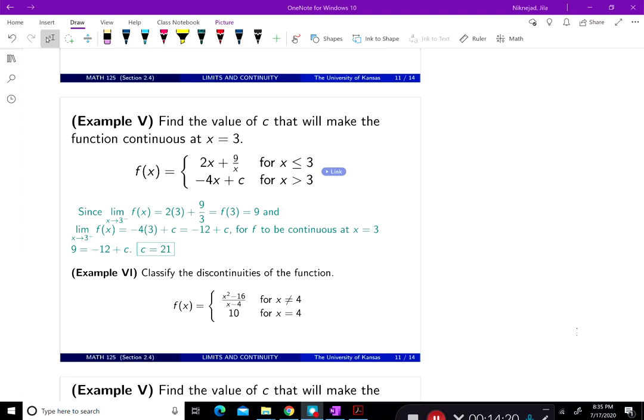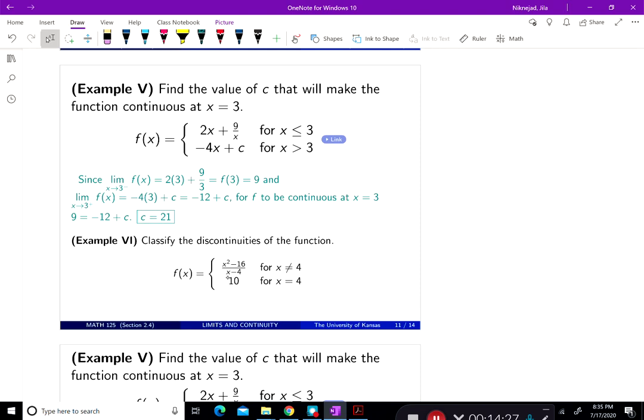6. Classify the discontinuity of the function f of x equal to x squared minus 16 over x minus 4 for x not equal to 4, and 10 for x equal to 4. So what we need to do is, first of all, check the continuity of each piece. Well, this piece is only one point, so you don't have to. But this piece has a domain.